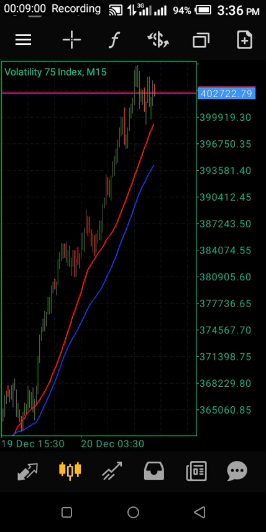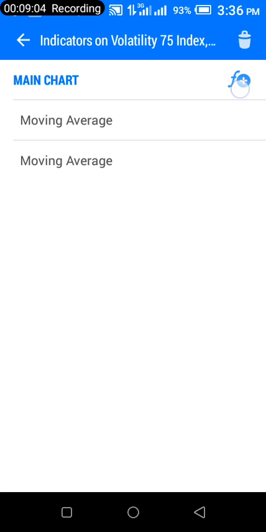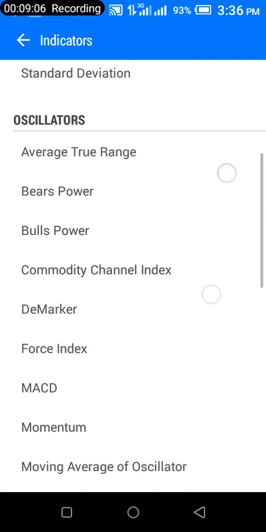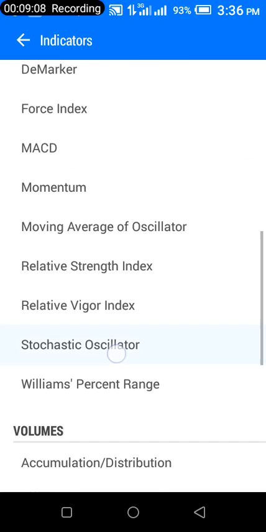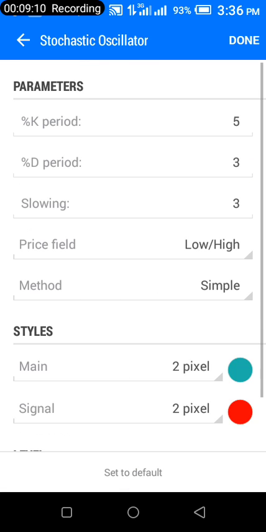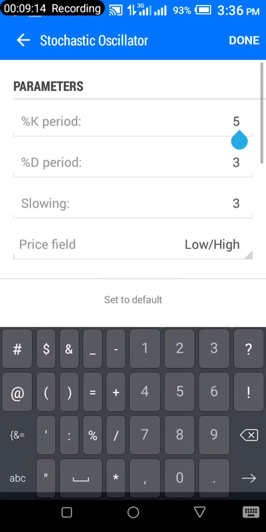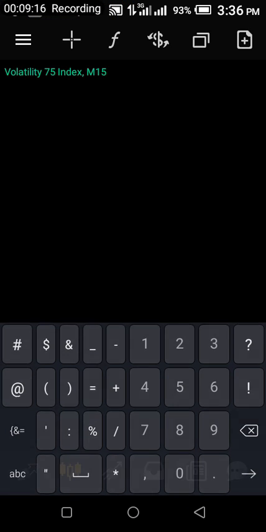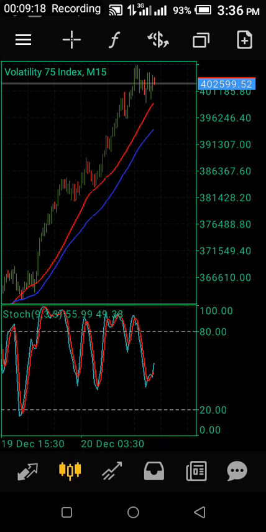Then in order to get a hidden divergence, we need a stochastic. The stochastic by default is 5, 3, 3. Then we have to change this 5 to 9. So this is what the stochastic is.